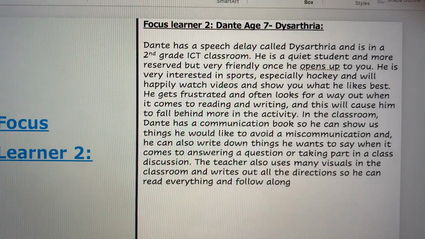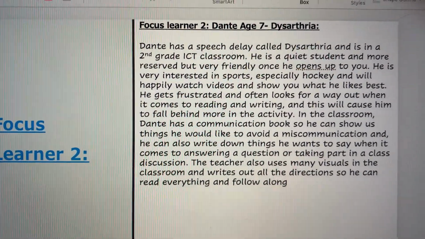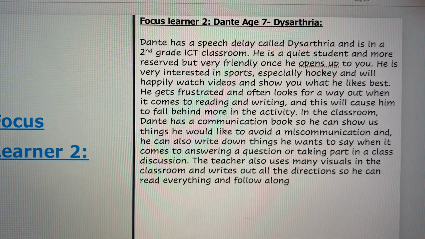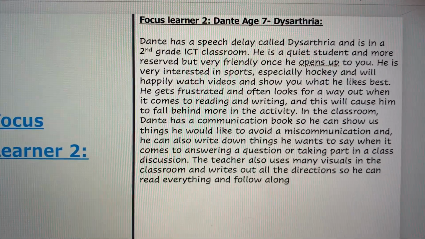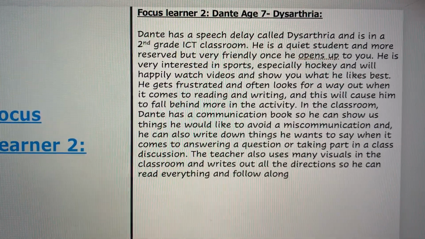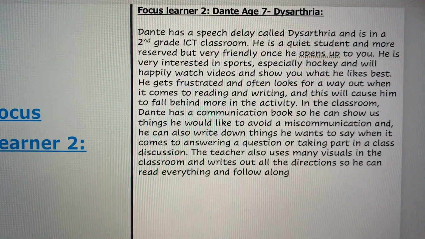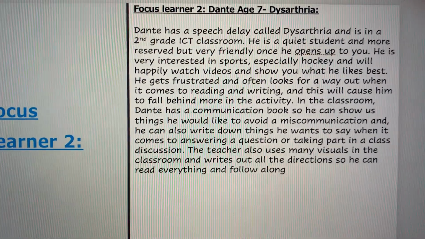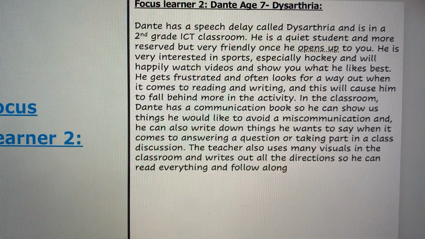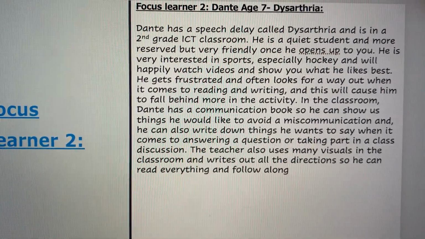Focus Learner 2 is Dante. He has a speech delay called dysarthria. He is in a second grade ICT classroom. He's a quiet student and more reserved, but very friendly once he opens up to you. He's very interested in sports, especially hockey, and he'll just sit there and watch videos and show you what he likes best. But he gets frustrated and often looks for a way out when it comes to reading and writing, and this will cause him to fall behind in the activity.